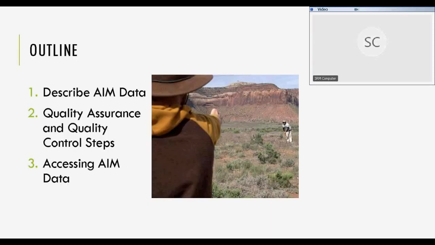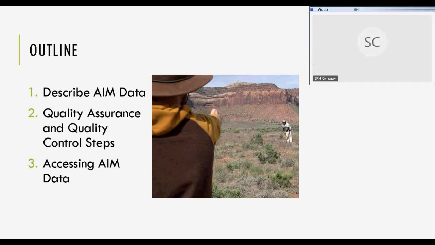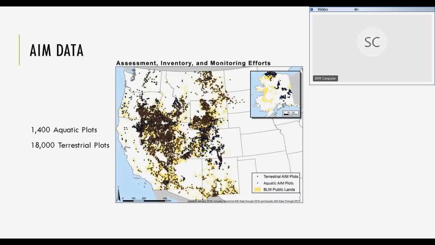So what I'm going to go through first is describe AIM data and what comes with the data package. Second, I'll talk about some of the quality assurance and quality control steps that we take as a program with AIM. And then third, I'll talk about how to access data, to hopefully get more users of AIM data.